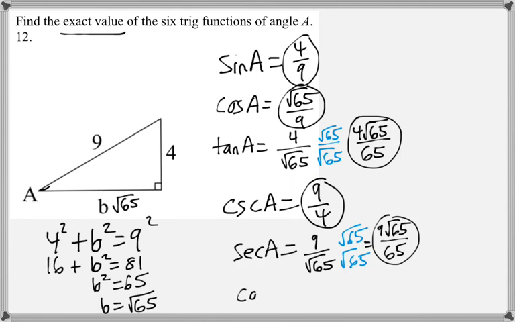And then lastly, cotangent is the reciprocal of tangent. So I'm just going to flip this version of the answer because then I don't need to rationalize it. And those will be my 6 answers.